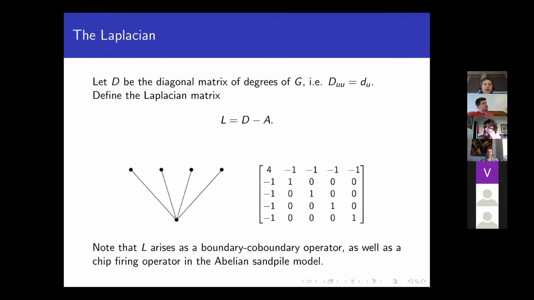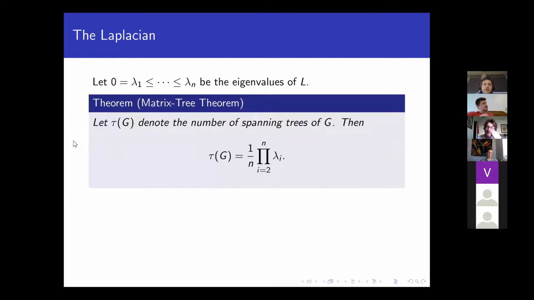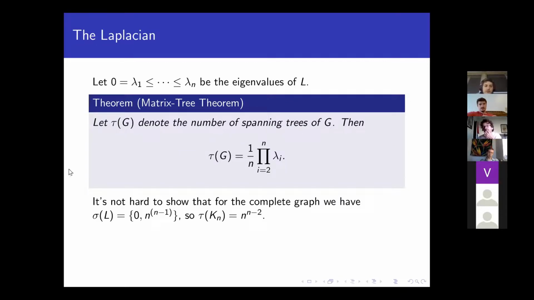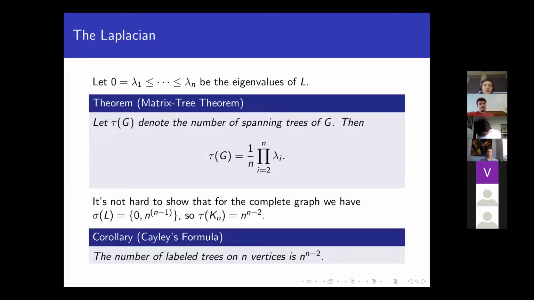One of the most famous results involving the combinatorial Laplacian is the following. If G is a graph, then the number of spanning trees, those subgraphs of G which are connected trees, is exactly the product of these eigenvalues divided by n. In particular, if we look at the complete graph on n vertices, it's not too hard to work out that its Laplacian spectrum is this. Just applying this result says that the number of spanning trees of the complete graph is n to the n minus 2. Another way of stating this result is that the number of labeled trees on n vertices is n to the n minus 2.